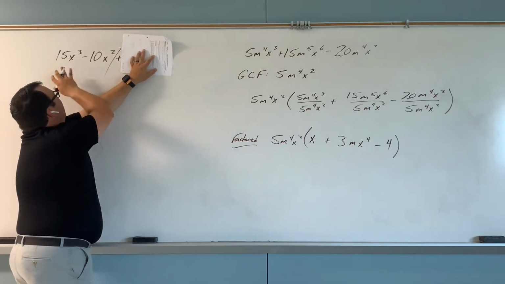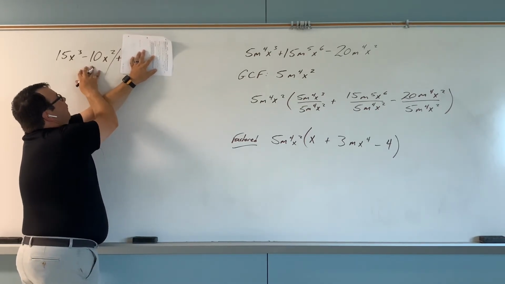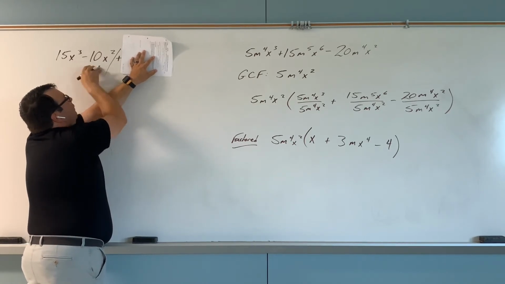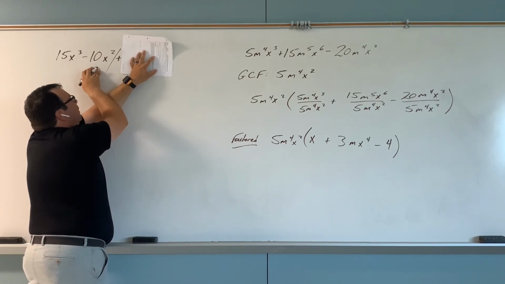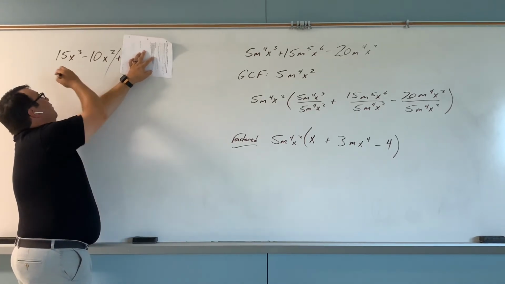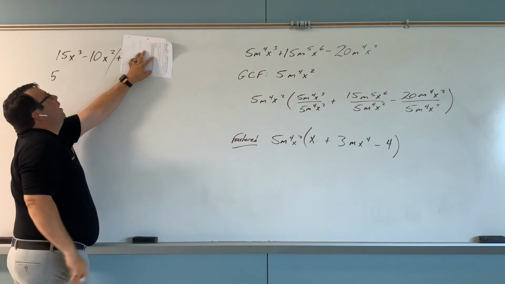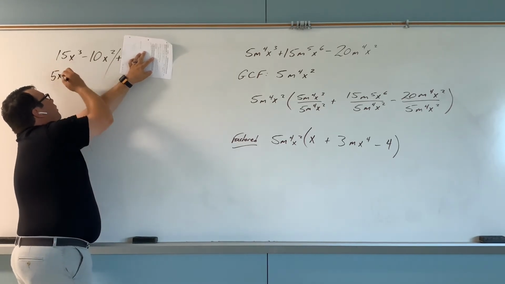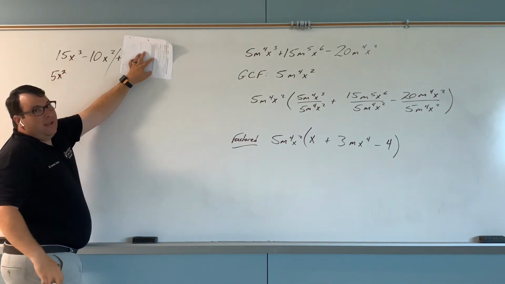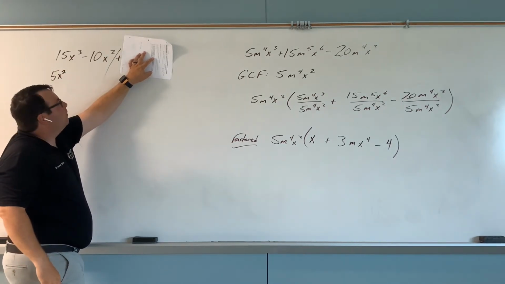Okay. Looking at just this first half, is there a GCF? Is there a greatest common factor between these 2 terms? Yes. Both of these coefficients are divisible by 5, so I'm going to pull out a 5. They also both have an x. The lowest number of exponents is a 2, so they both have an x squared in common.